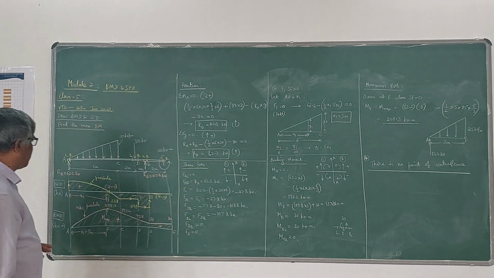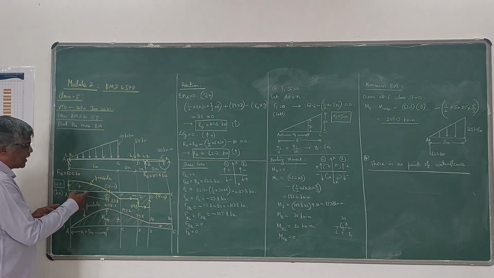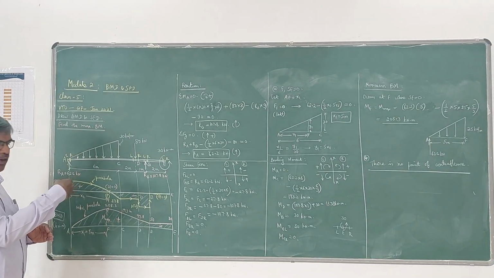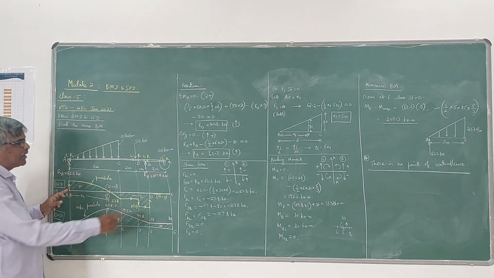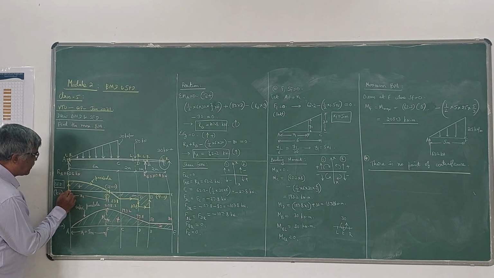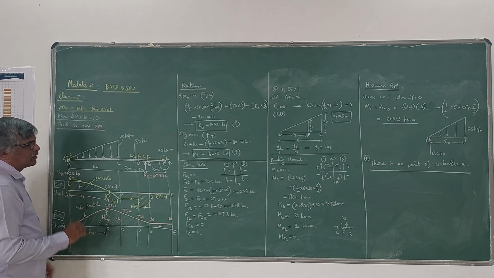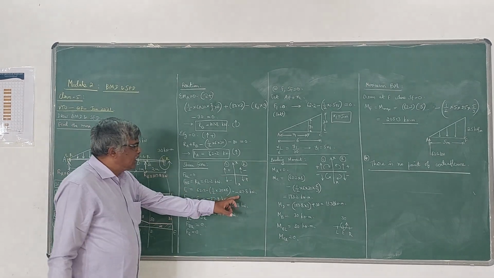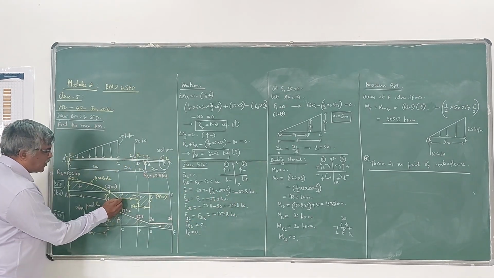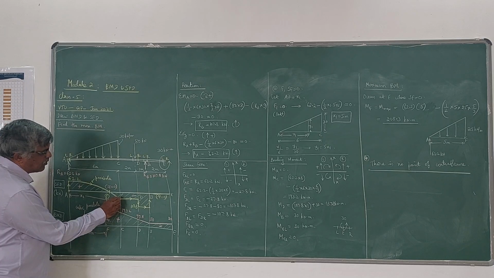Now, if you plot the values in the diagram, taking positive values above the line and negative values below the line. At A, it starts from 0 to 62.2. So this value is 62.2. Then at C, it is minus 27.8, so it is below the line, minus 27.8.